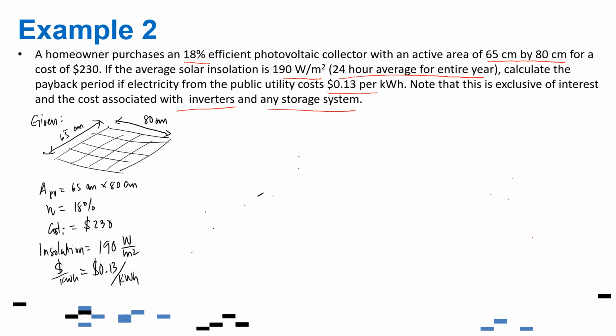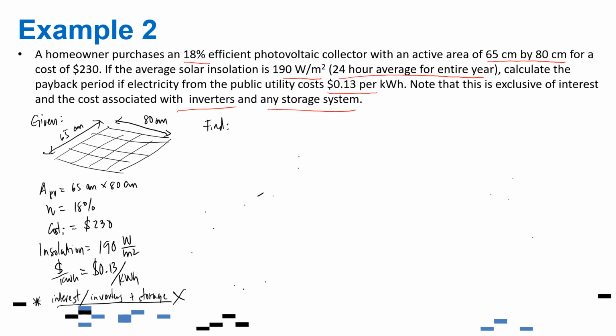And I think everything is already given here. And so the question is, what is the question here? If we look at these givens, this is exclusive. So this doesn't include anything about interest, and any cost associated with inverters plus storage system. So this is purely talking about the PV collector itself. We are not talking about all of these interests and inverters and storage. So only the PV collector.